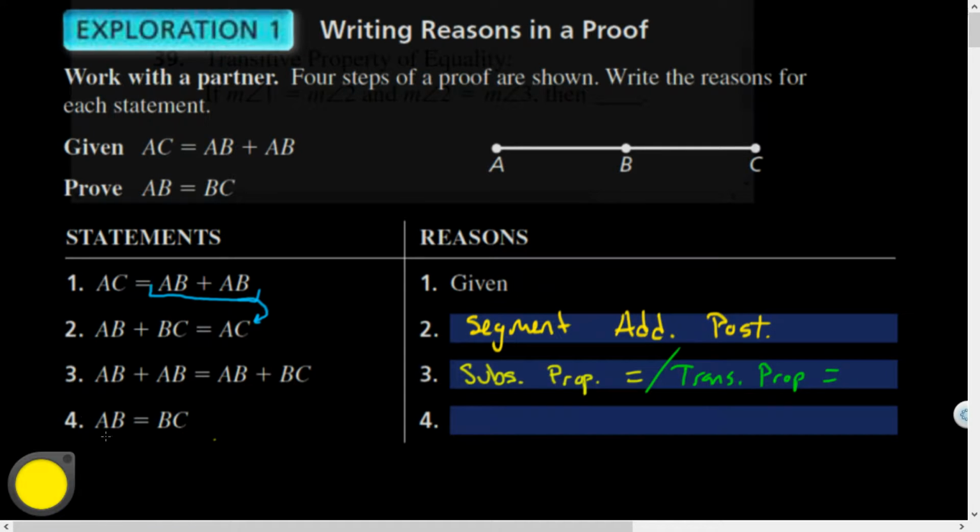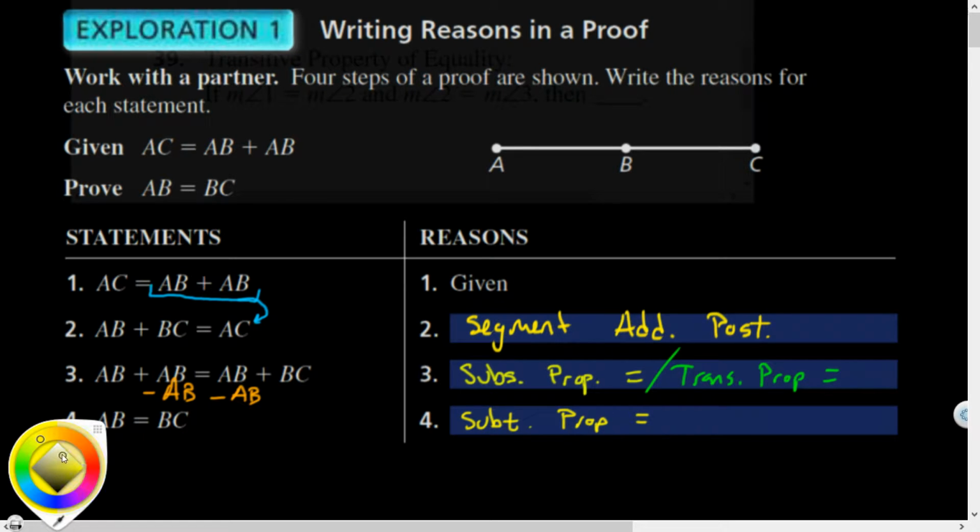And lastly, we've got AB equals BC. How could I go from this statement to that one? Ooh, good eye. Subtract AB from both sides, right? And we'd be left with AB is equal to BC. So that's subtraction, and I've got my abbreviation for subs, and subtraction has to go out four letters. Subtraction property of equality. And now it's proven. I just proved it.